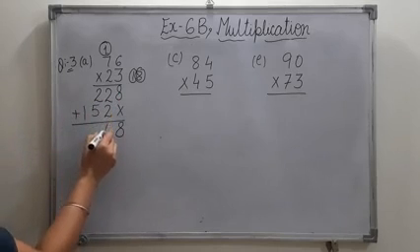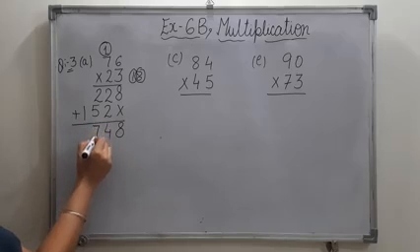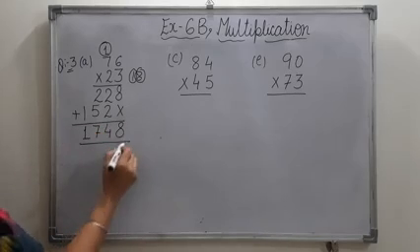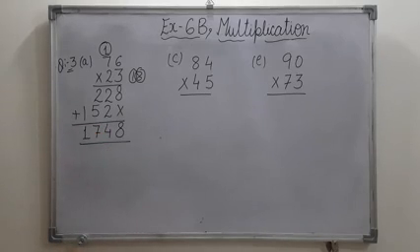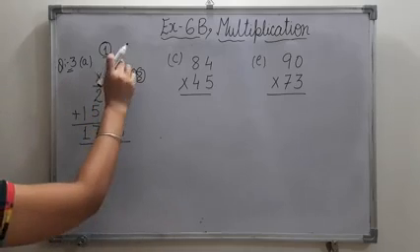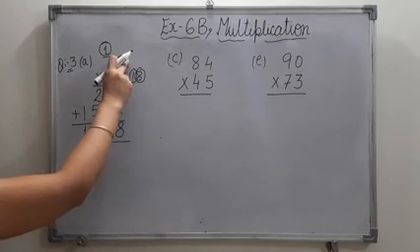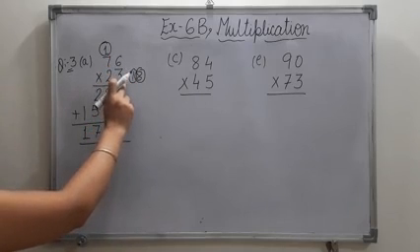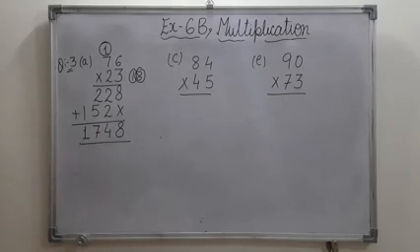2 plus 2 is 4. 5 plus 2 is 7. And the 1 is here. So our answer is 1748. Let's do C part. Okay. In this part 76 is the multiplicand and 23 is the multiplier and the answer is the product.